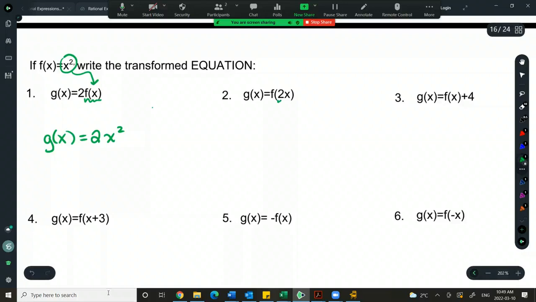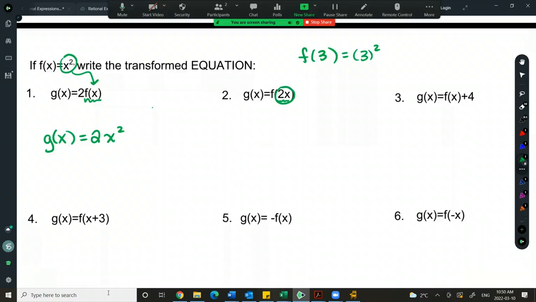Okay, this one means I want to plug this in inside of the x. So do you guys remember back from Unit 1 when I said f at 3? What did that mean? So plug it in for x, right? So replace x with 3. So that's what that would look like. So this is saying f at 2x. So it's saying replace x with 2x.